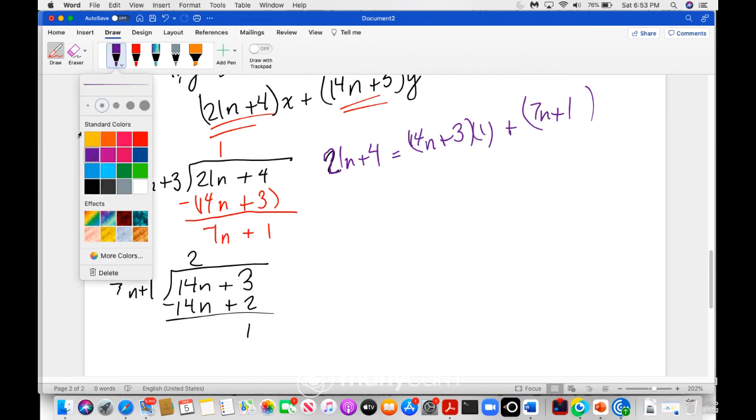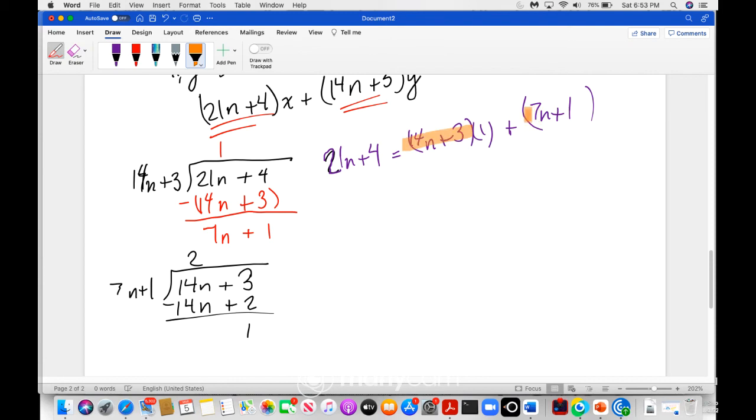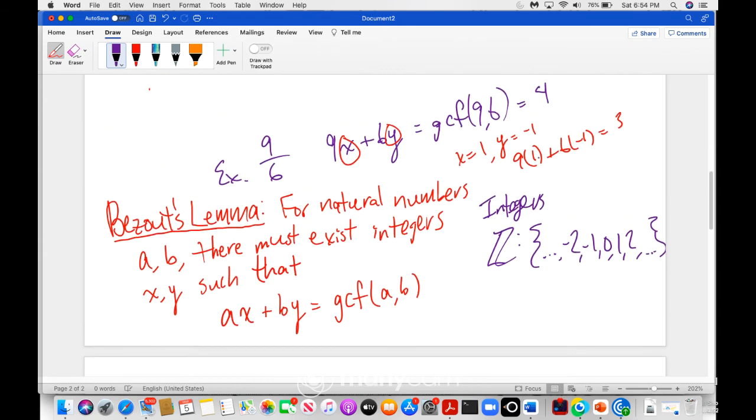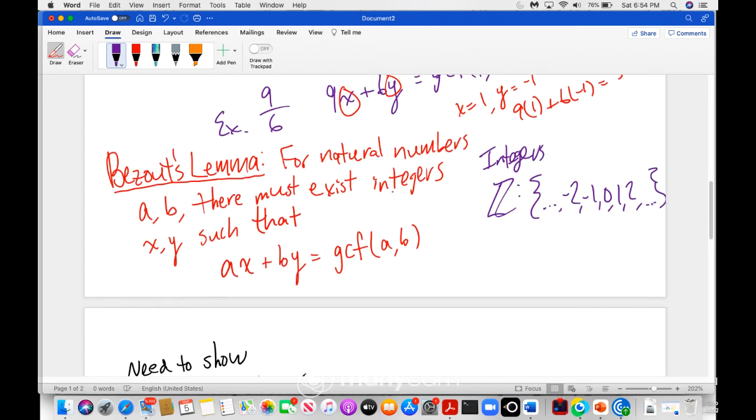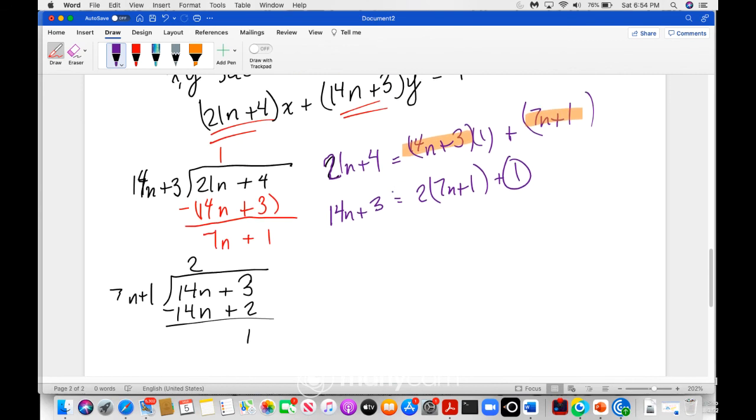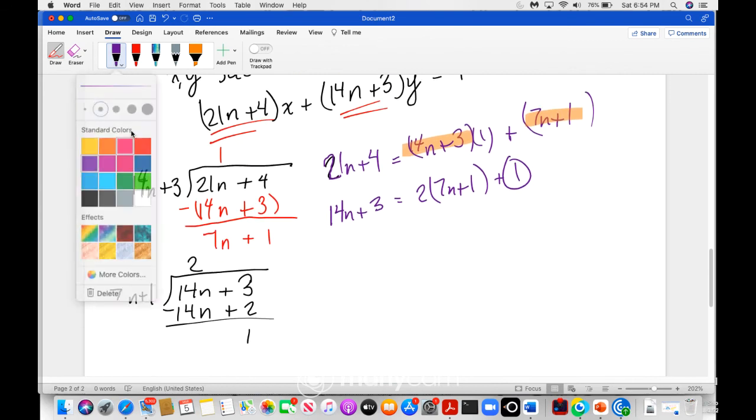So now I used this and this for the second part of my Euclidean algorithm. So then I can rewrite 14n plus 3 as 2 times 7n plus 1 plus 1. And that one term, just like above, when we got one, down here, we were done, because then we just solved for the 1 and rewrote 1 as a linear combination of the numerator and denominator. So let's go and do that to finish this off.